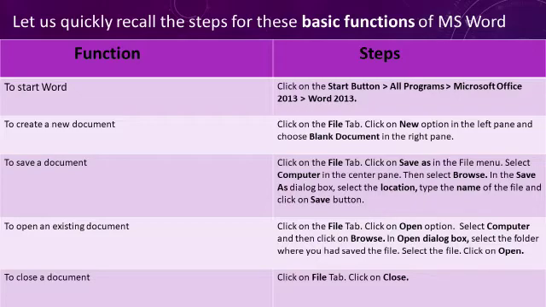To open an existing document, click on the File tab, click on the Open option, select Computer and then click on Browse. In the Open dialog box, select the folder where you had saved the file. Select the file, click on Open. To close a document, click on the File tab, click on Close.